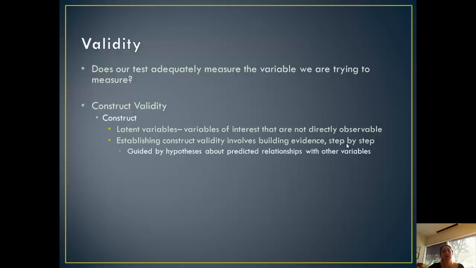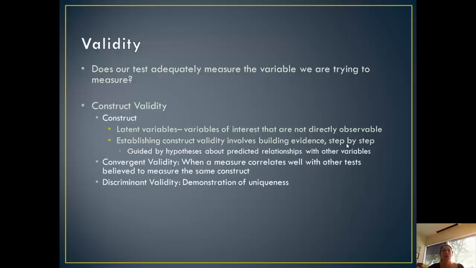So establishing construct validity involves building evidence step by step, and you do this by hypothesizing or predicting relationships between the scores on your new test and other variables that theoretically or through previous literature searches you know should be correlated or related to your variable of interest in different ways. So the two major kinds of construct validity are convergent validity and discriminant validity.